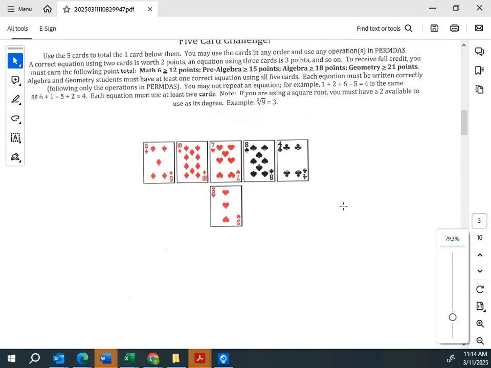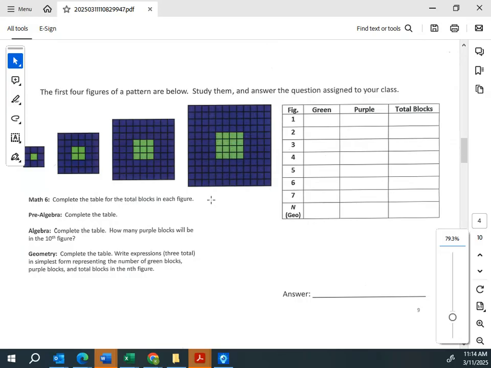Our next problem is the 5-card challenge. Be careful that you only use these top numbers 1 time each. Use different operations. See if you can get that 5-card challenge. Use all 5 cards. This one, we need to complete the full table. So, how many green are in our first figure? Somebody tell me what to write. How many purple? 8, so there are 9 total. How many green in the second figure? 4. How many purple? 32.